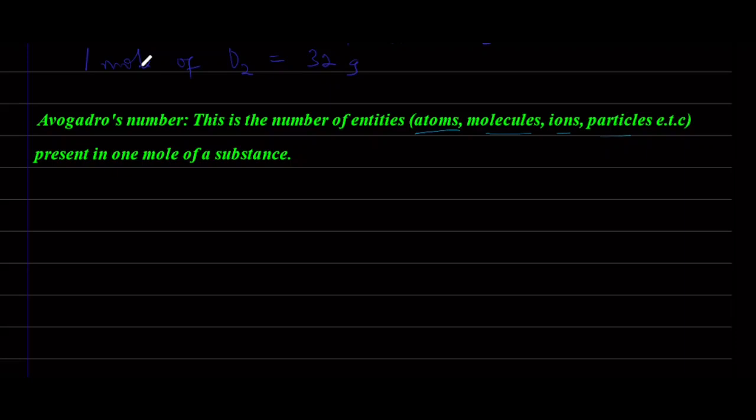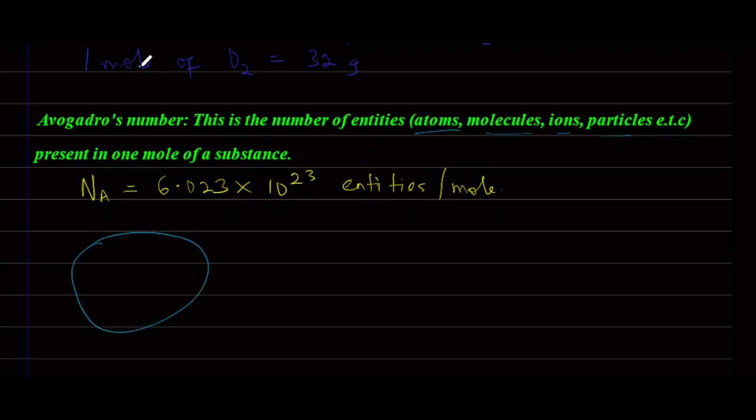Now, how is this Avogadro's number related to the number of moles? Before that, the symbol for Avogadro's number is Na, and it is given as 6.023 × 10^23 entities per mole. That means it can be 6.023 × 10^23 atoms per mole. It can be 6.023 × 10^23 molecules per mole, ions per mole, or particles per mole.